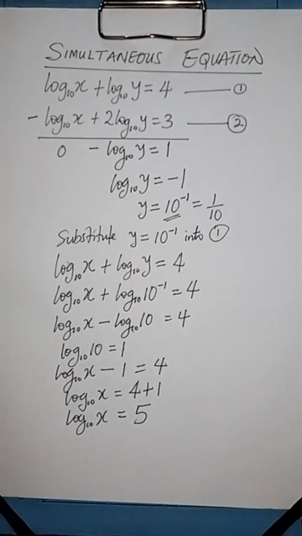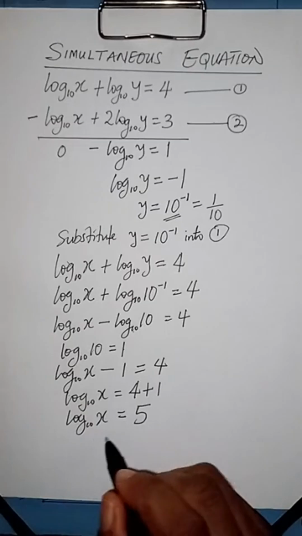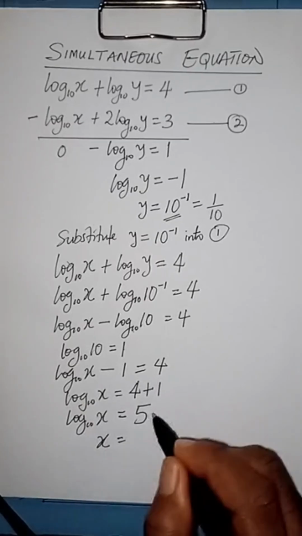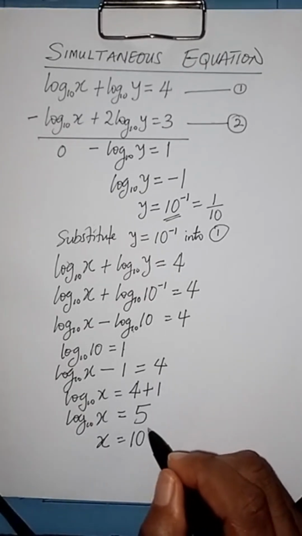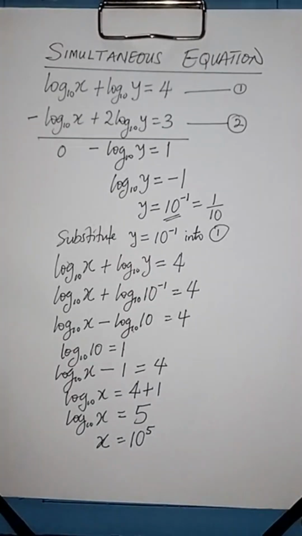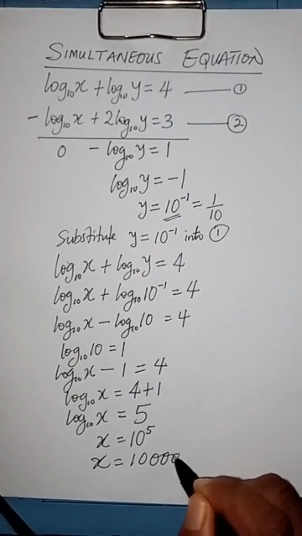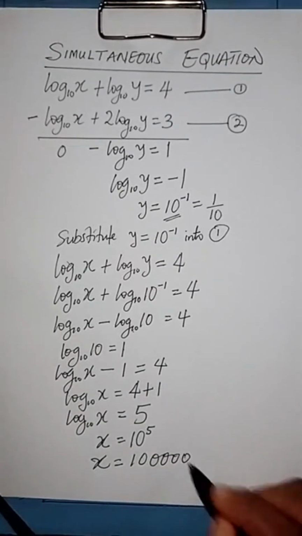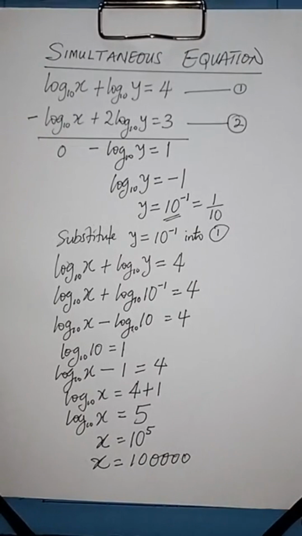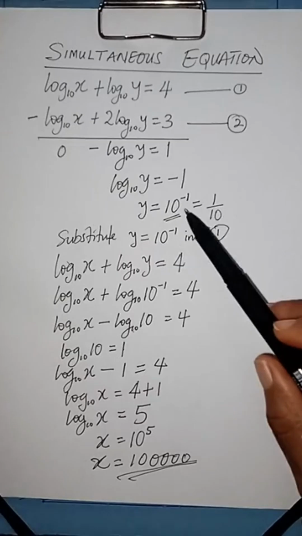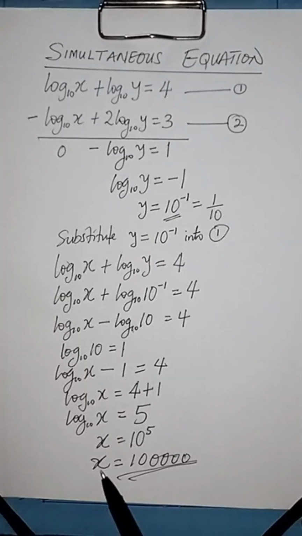But we're looking for x. So what next do we do? Again, it's very easy to take away this log. The base will raise the number here to its power. And x is equal to 5 times 1, 2, 3, 4, 5 zeros, which is 100,000. So that's the solution to the work. We've gotten the value for y, which is 10 raised to the power minus 1, and we've gotten the value for x, which is 100,000.